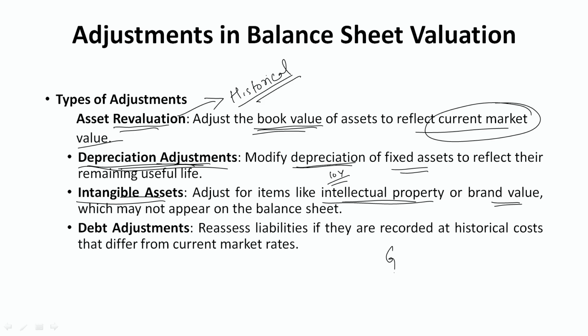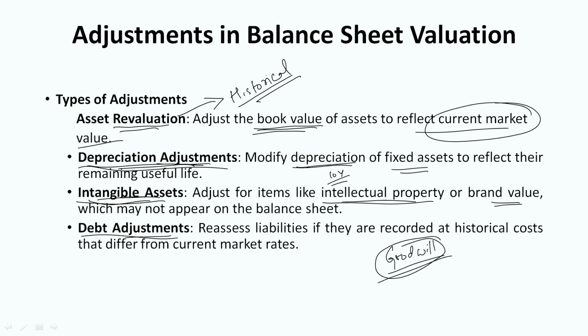The best example which we can take is goodwill. Whenever the company is sold, I am going to get something more than what the assets the company holds. That excess amount is what I am calling goodwill. For the period I have been in the market, the name I have generated in the market also carries a value. So, that has to be reflected and adjusted in the intangible assets. And then you have debt adjustment.